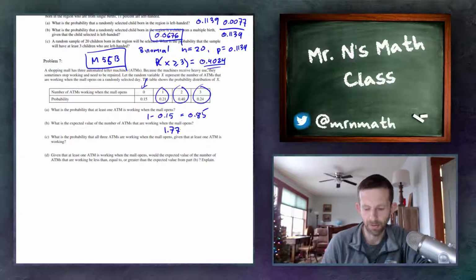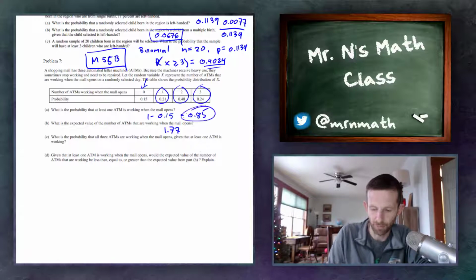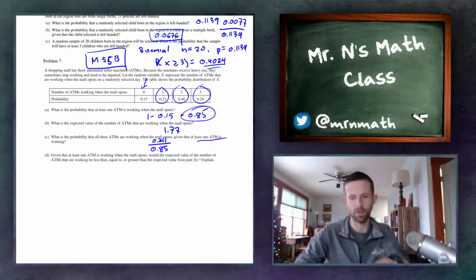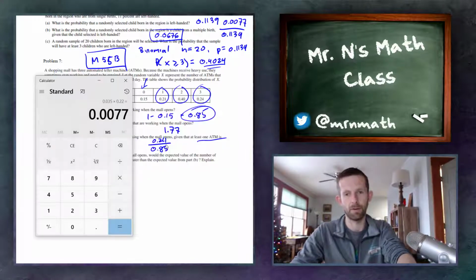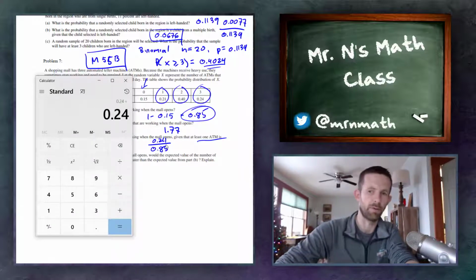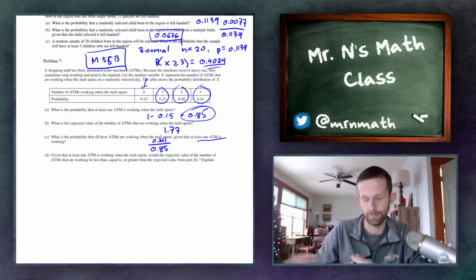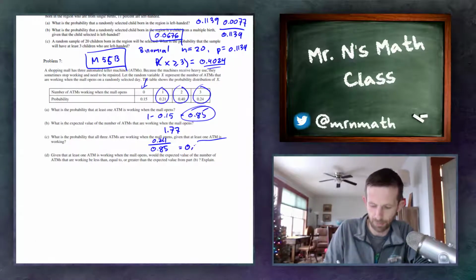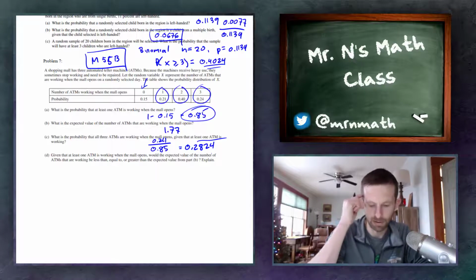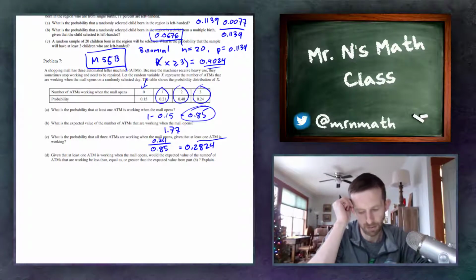What's the probability that all 3 ATMs are working when the mall opens, given that at least 1 ATM is working? So we figured out that the probability of at least 1 ATM working is 0.85. And what's the probability that all 3 are working? So 0.24 over 0.85. 0.24 over 0.85. 0.2824. So 0.2824.